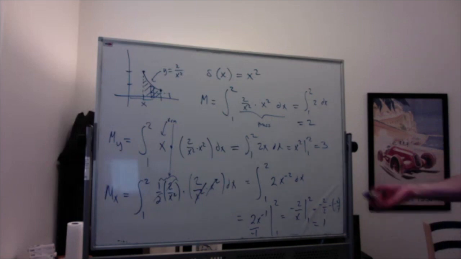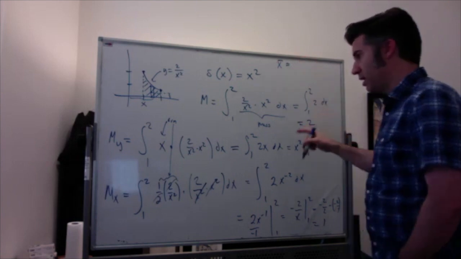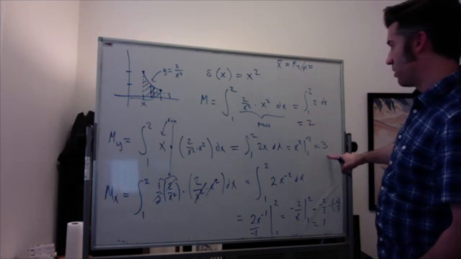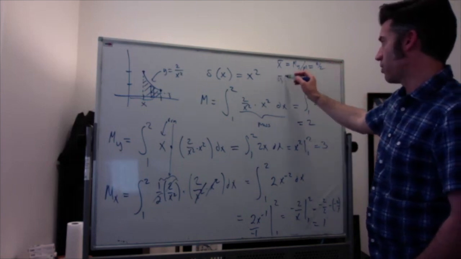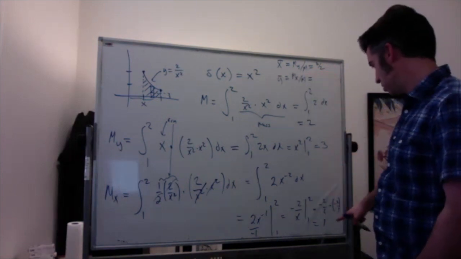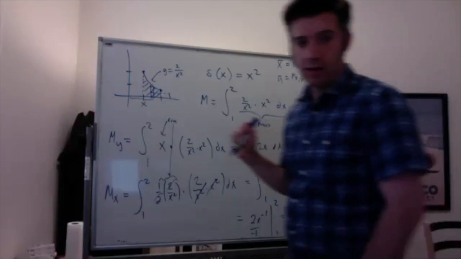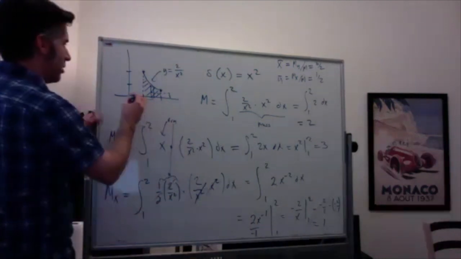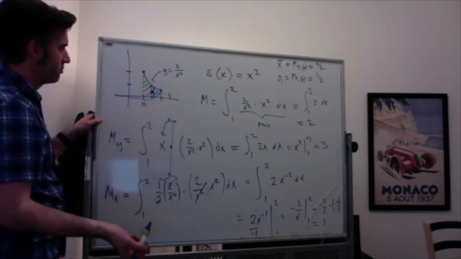So finally, the x bar coordinate is my over m, which is 3 over 2. And the y bar coordinate is mx over m, which is 1 over 2. So my center of mass is 3/2, 1/2, right there, approximately.